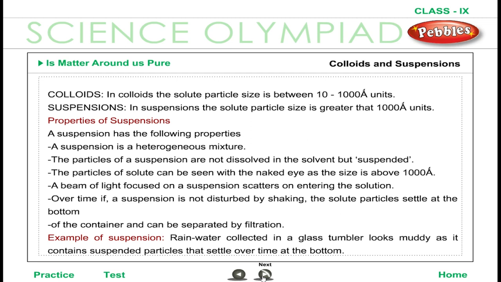Properties of suspensions. A suspension has the following properties. A suspension is a heterogeneous mixture. The particles of a suspension are not dissolved in the solvent but suspended. The particles of solute can be seen with the naked eye, as the size is above 1000 angstrom. A beam of light focused on a suspension scatters on entering the solution.